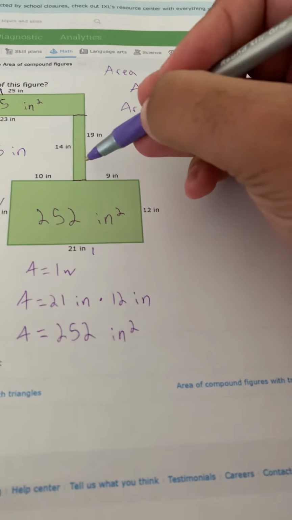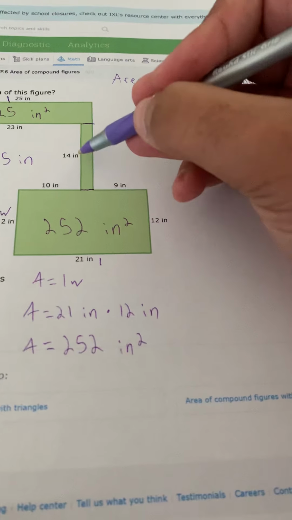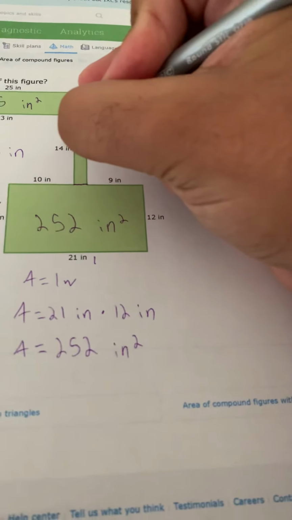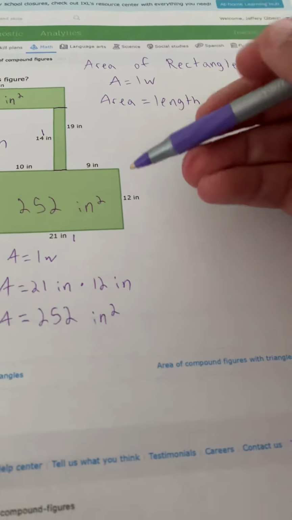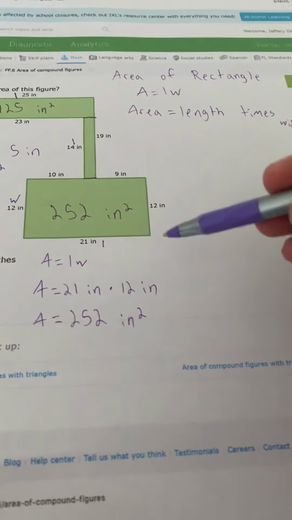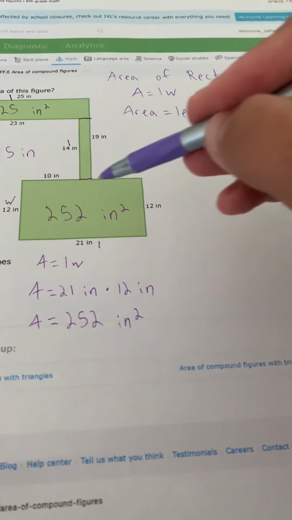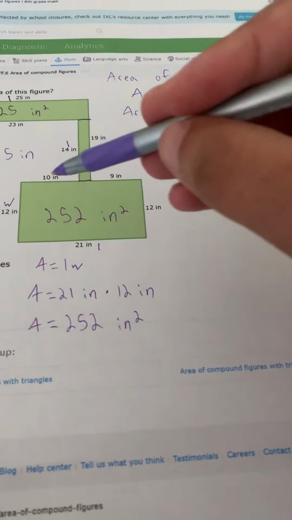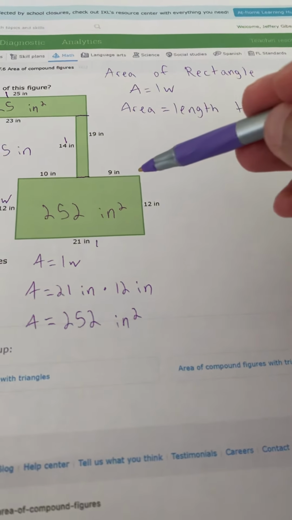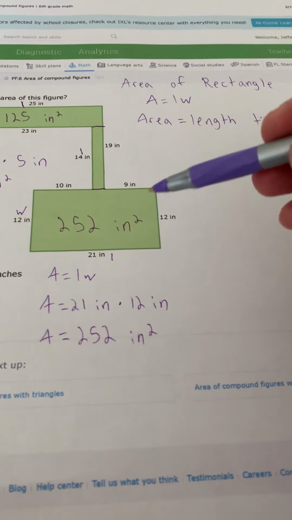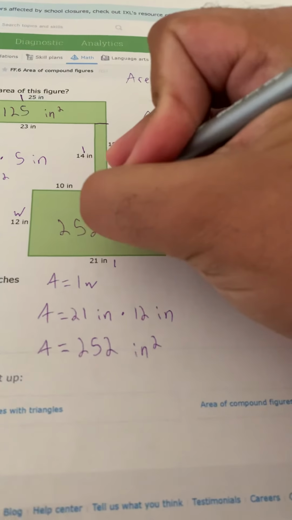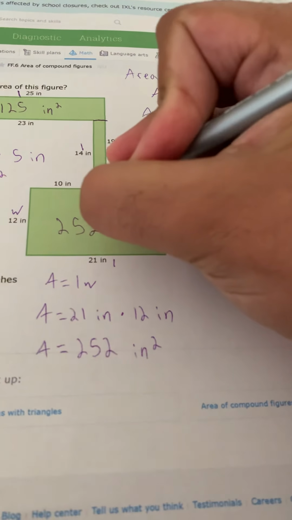Now I need to do this one. As I can see, the length is right here, is 14. But the width, they didn't tell me what the width is. So I can figure this out 2 ways. I know this whole line here is 21. So that means this whole line here is 21. So if this is 10 and this is 9, 10 plus 9 is 19. So I have to ask myself, 19 plus what is 21? It's 2 inches. So that means my width is going to be 2 inches.